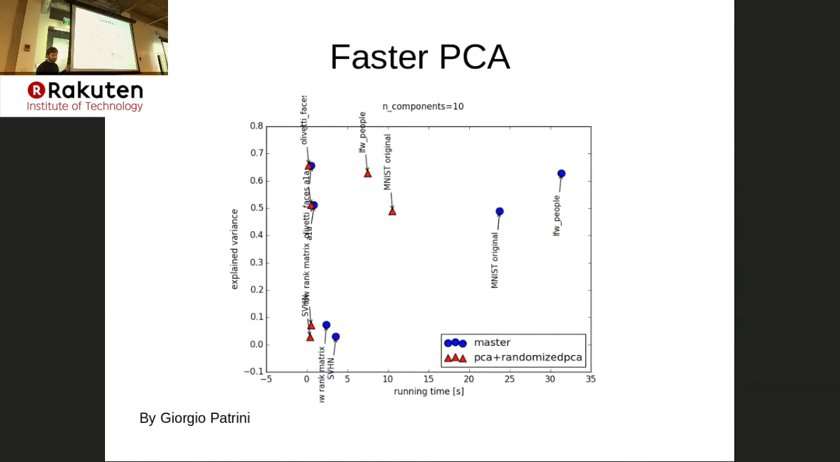We got rid of the randomized PCA class, and now PCA magically decides what kind of methods to use. So here, blue is the last release, red is the current release, and you can see that sometimes it got like twice as fast, which is nice.